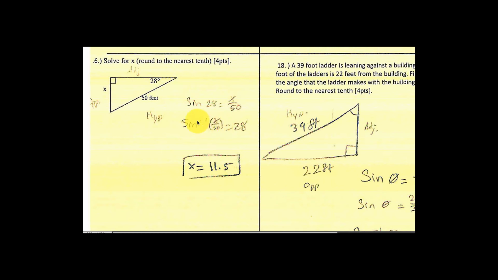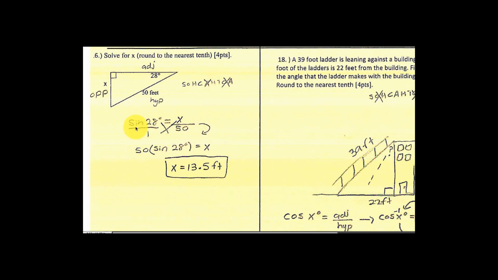Remember, you only take the inverse to solve for an angle. X is on the outside, so you're solving for a side length. If it was for an angle, it would have been on the inside, so that one's incorrect. Here the student has the correct equation, cross multiply. So you cross multiply to find side lengths.